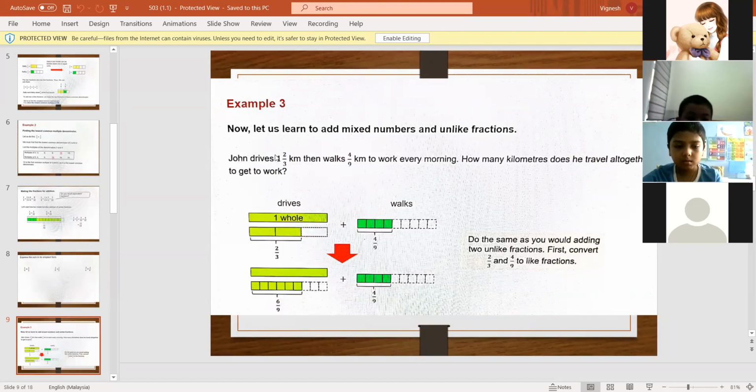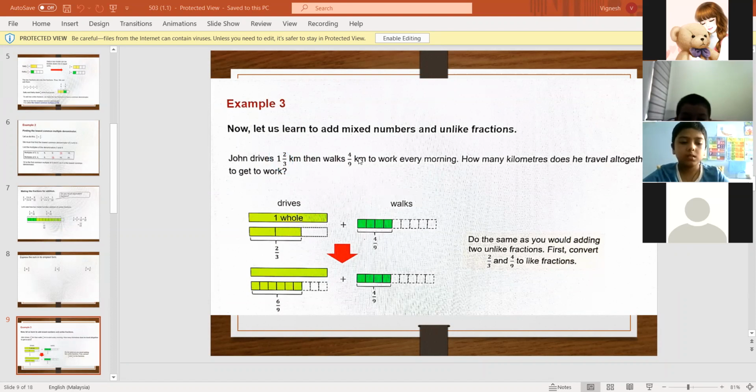The mixed number. There is a whole number attached together with the fraction. Understand or not? No matter whether it is like fractions or unlike fractions, it doesn't matter. If it has the whole number, it's considered as a mixed number. Understand or not?